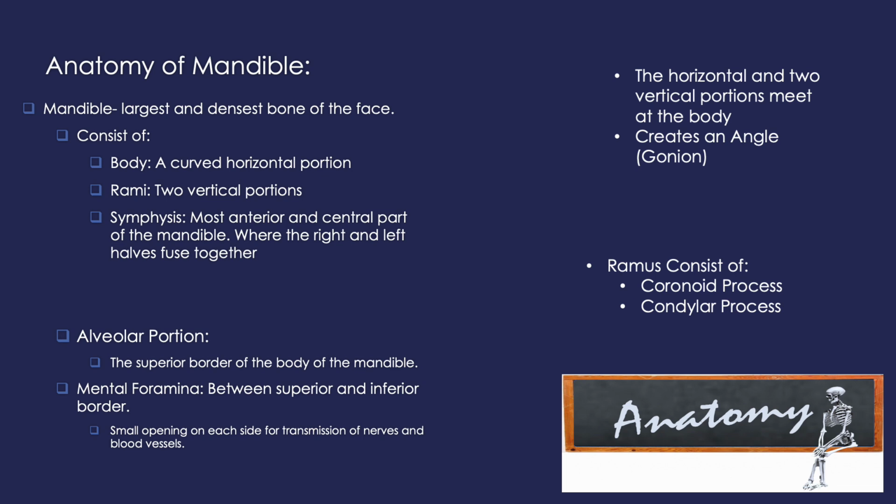The alveolar portion is the superior border of the body of the mandible. The mental foramina are small openings for transmission of nerves and blood vessels through the body of the mandible. The horizontal and two vertical portions meet to create an angle, also known as the gonion, and the ramus consists of two parts, which are the coronoid process and condylar process.